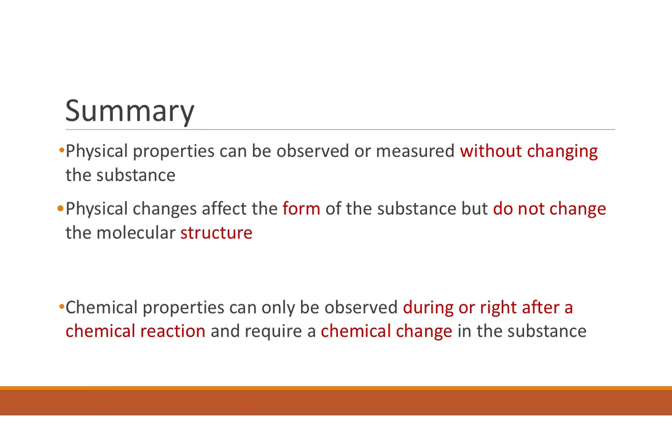So just to review, physical properties can be observed without changing the substance because physical changes only affect the form of the substance and don't change its deep molecular structure. In contrast, chemical properties can only be observed during or right after a chemical reaction, and chemical reactions cause a chemical change.